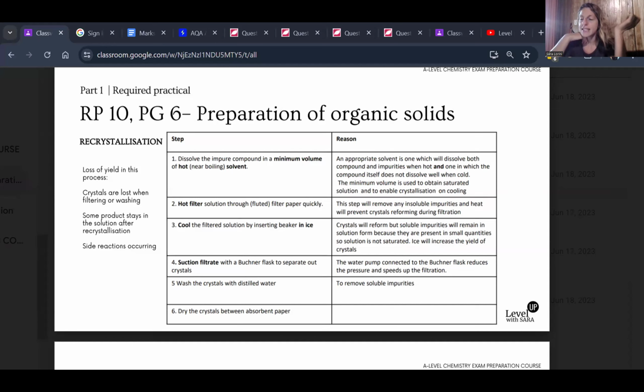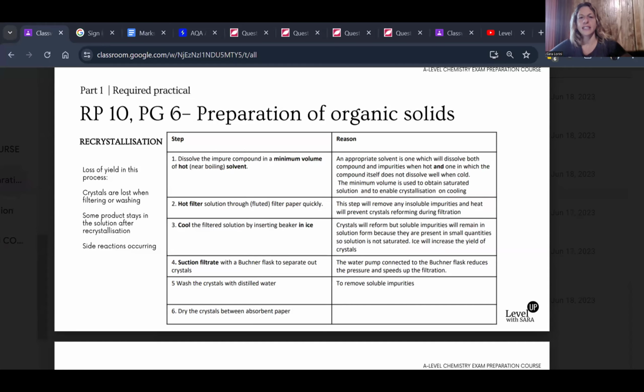Okay, so here you have the step and the reason. I would suggest you pause the video and read through it, because I've seen questions before that really ask you, why do you do this? Why do you do that? Why do you cool it? Why do you suction filtrate? They ask you to explain the reason of each step. Okay, so please take a moment to read the reasons.